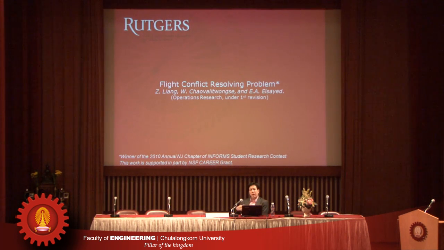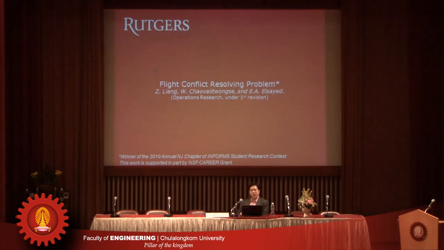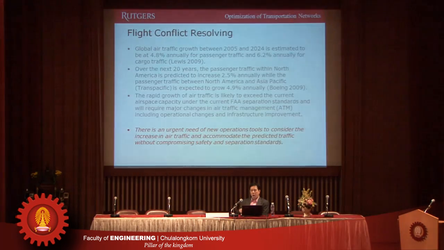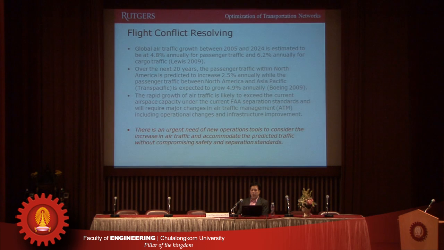So again, I'm talking to you from the perspective of an operations researcher, not from the transportation point of view, but we take one transportation problem. The other problem is called the flight conflict resolving problem. This is a big problem that FAA is dealing with because of the growth of air traffic, from 2005 to 2024. You have about a 40.8% increase of passenger traffic and 6.2% of cargo traffic. So it keeps increasing every year.